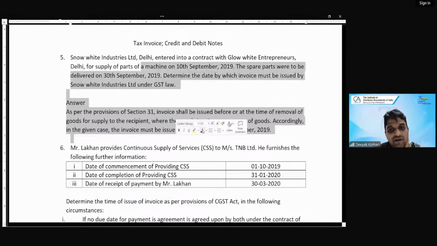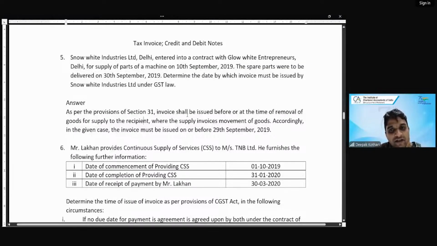Okay. So most of you have given the date of September as per section 31. Invoice shall be issued before or at the time of removal of goods where the supply involves movement of goods. Accordingly, in the given case, the invoice must be issued on or before 29 September.